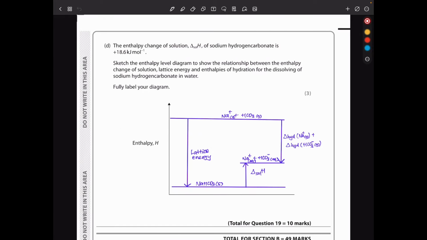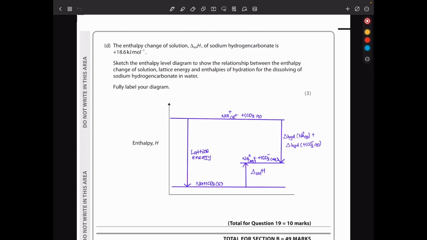Then part D, the enthalpy change of solution of sodium hydrogen carbonate is that. Sketch the enthalpy level diagram to show the relationship between enthalpy change of solution, lattice energy, and enthalpies of hydration for the dissolving of sodium hydrogen carbonate in water.